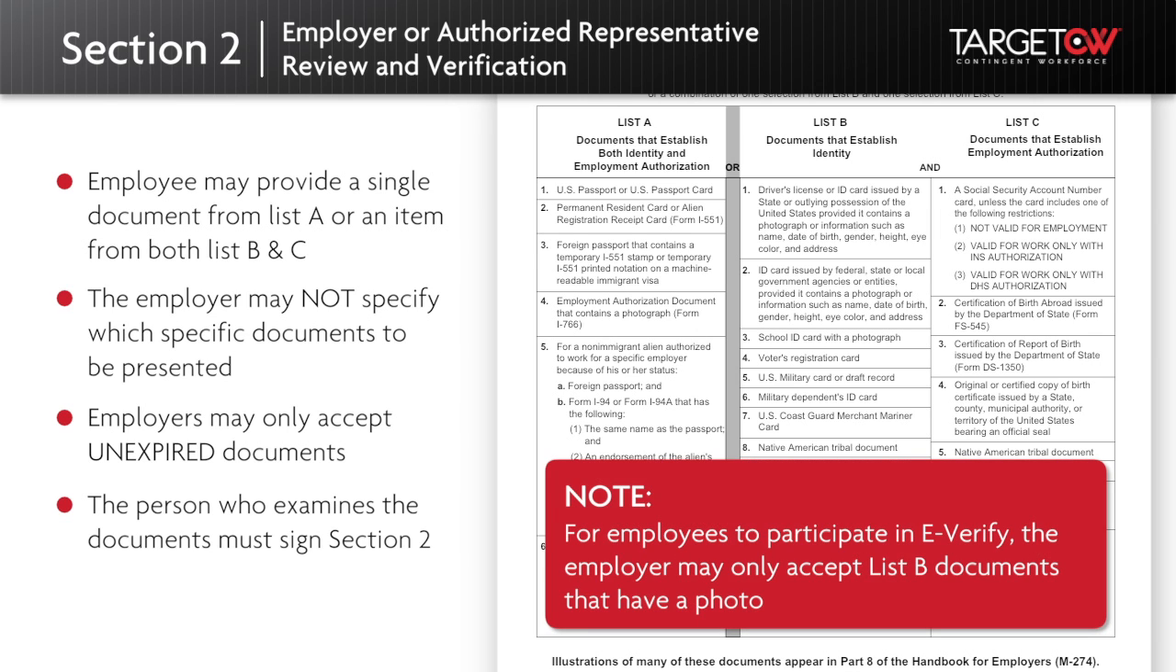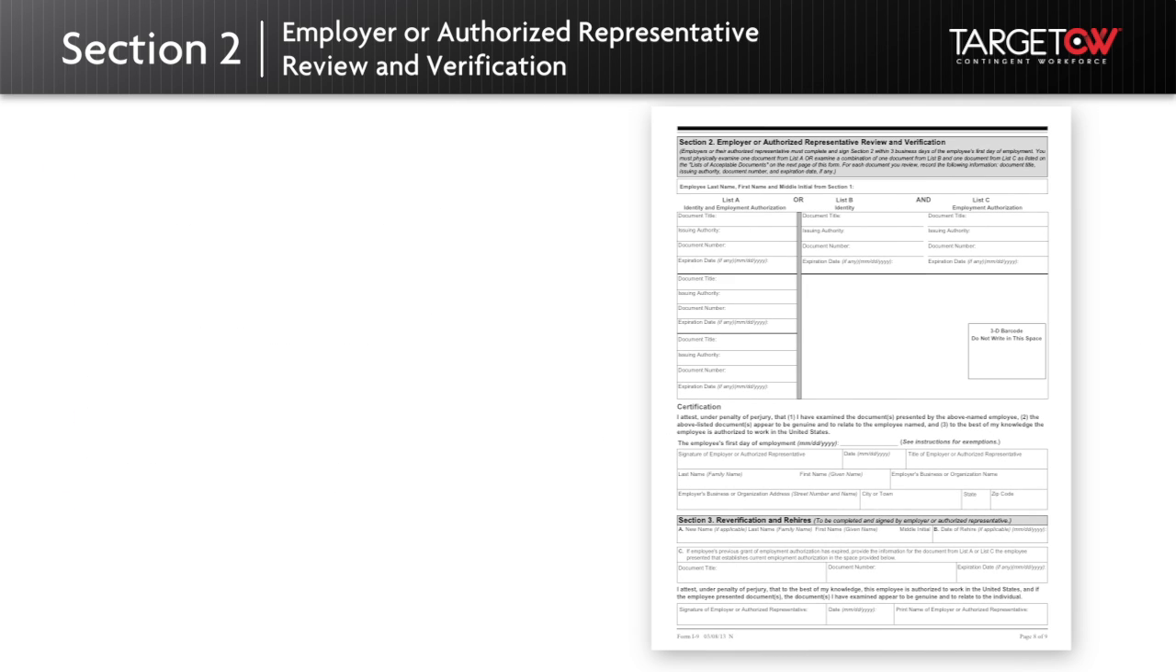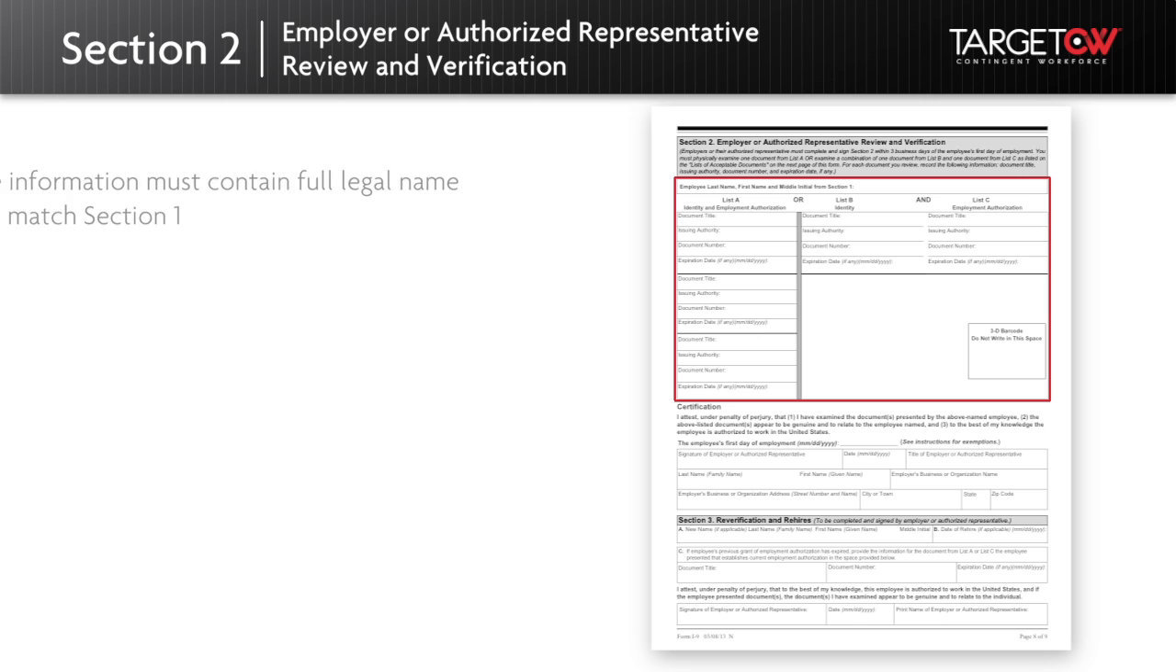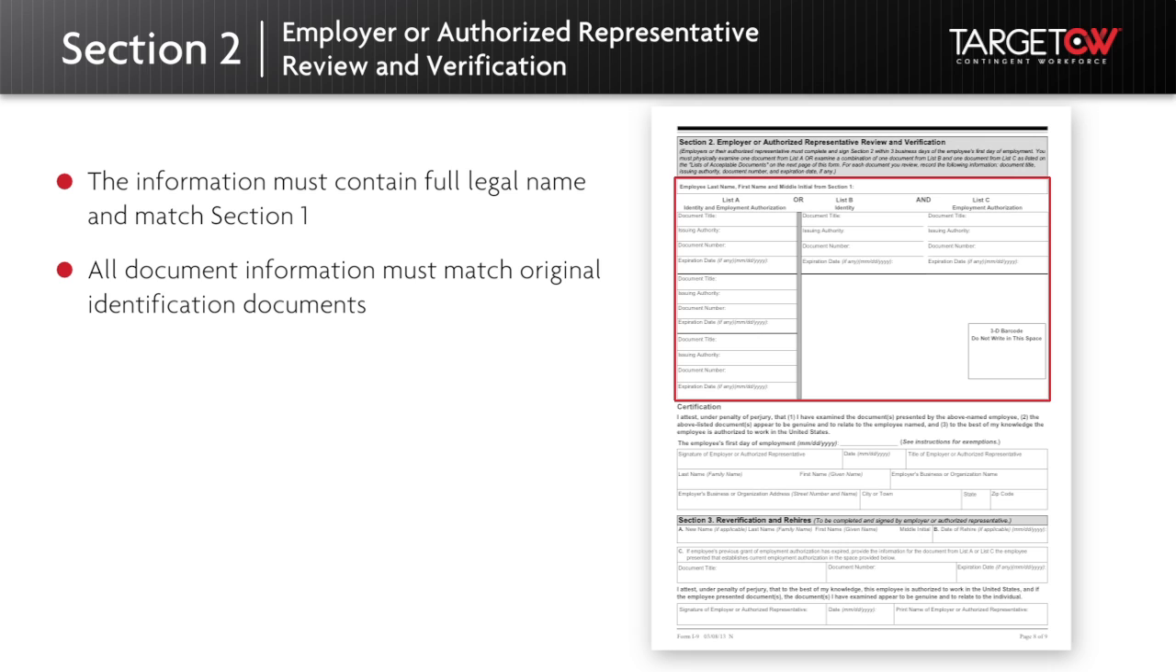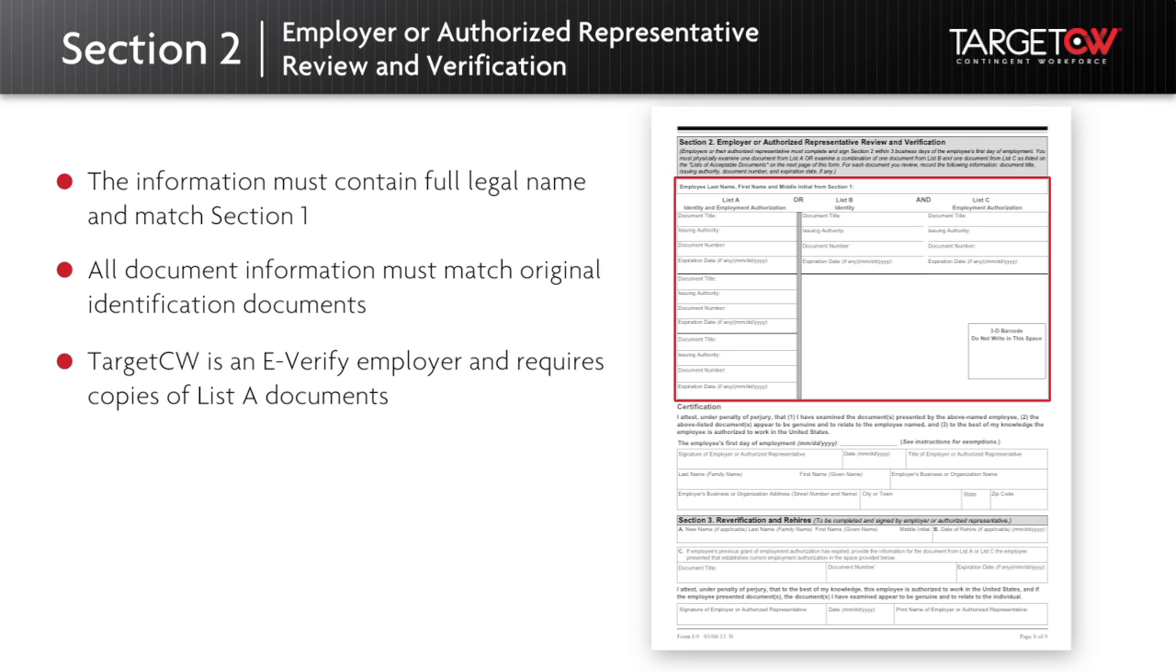Please note, for employees to participate in E-Verify, the employer may only accept List B documents that have a photo. The employer then fills out Section 2 with the employee's full legal name and employment authorization document information. All document information must match original identification documents. Target CW is an E-Verify employer and requires copies of all List A documents.